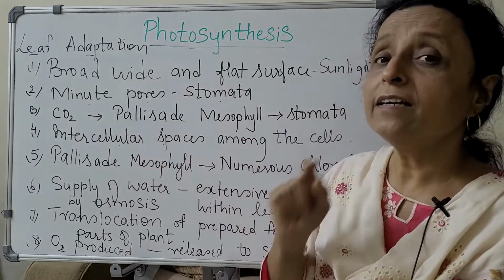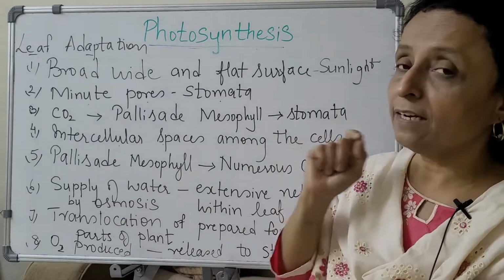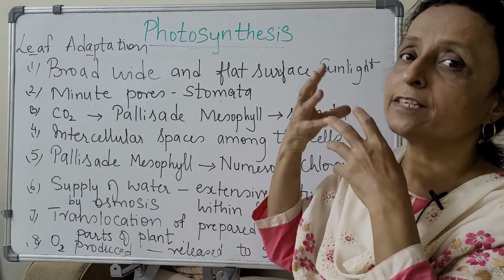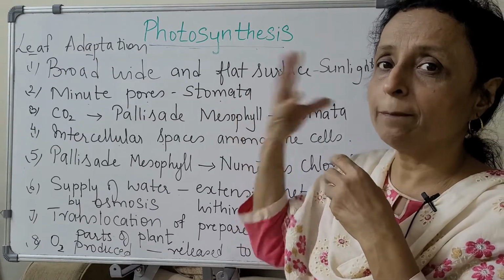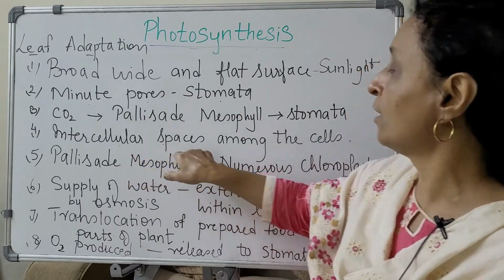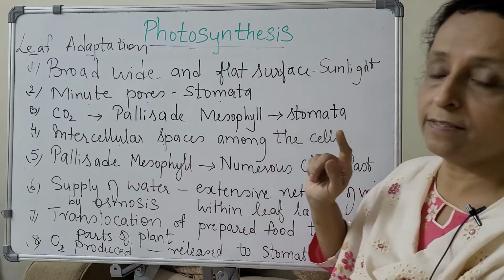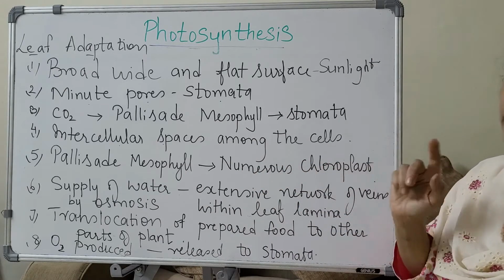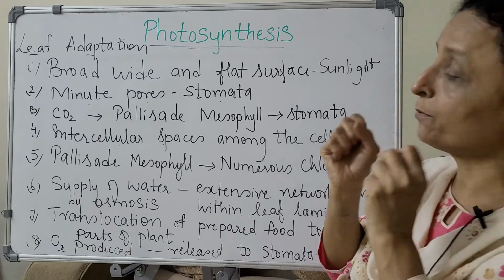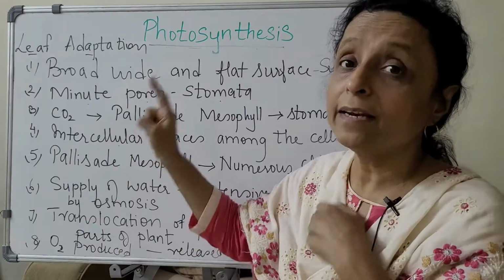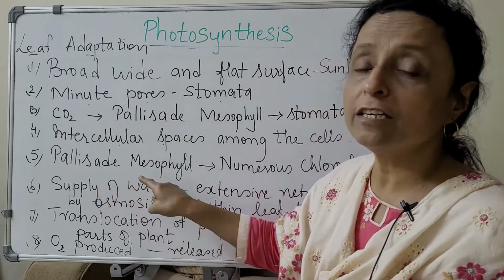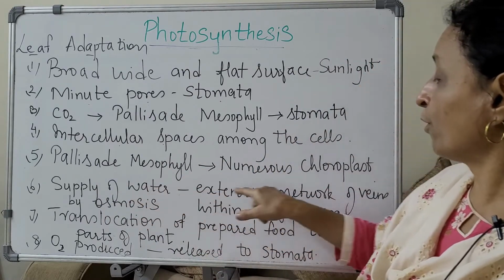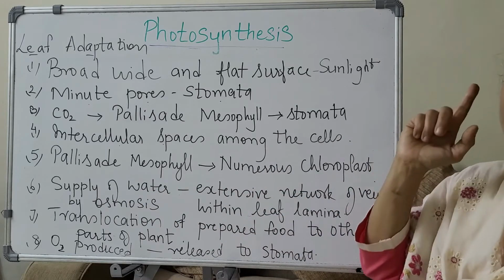Now there are intercellular spaces in the leaf, which allow the free coming of carbon dioxide and water into the palisade tissue. So there are intercellular spaces among the cells. In the palisade mesophyll, there are numerous chloroplasts which contain chlorophyll for absorption of sunlight. In addition to that, there is a continuous supply of water through xylem.